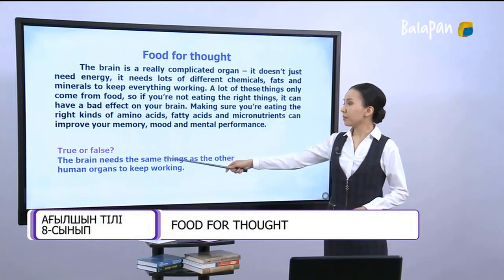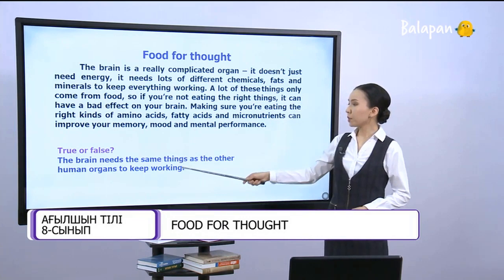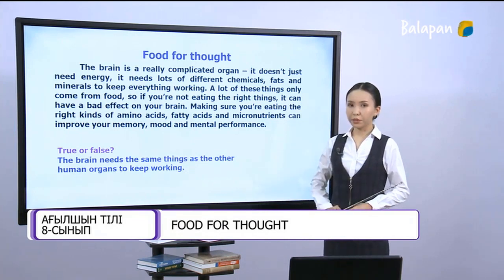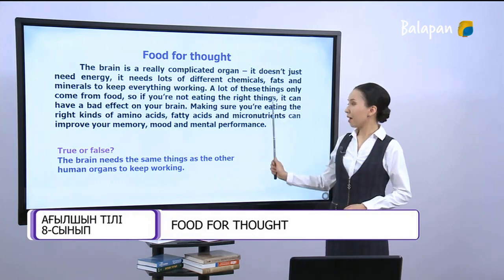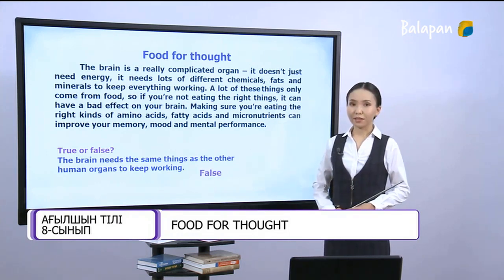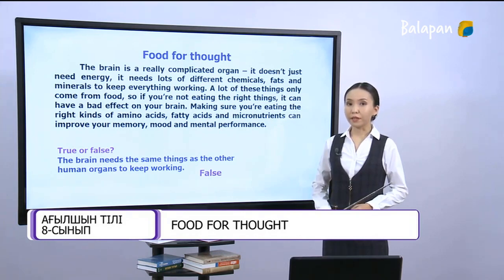The brain needs the same things as the other human organs to keep working. What do you think? Is it true or false? Well done. That's false, because the brain is a complicated organ that needs different chemicals, minerals, and vitamins to keep working.